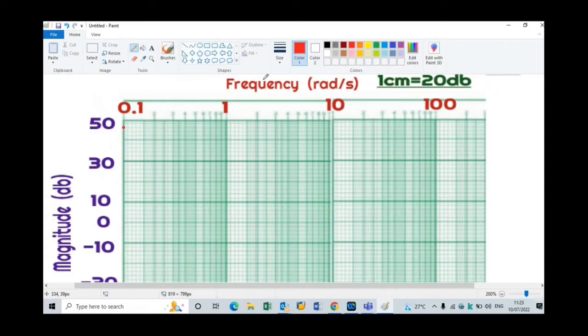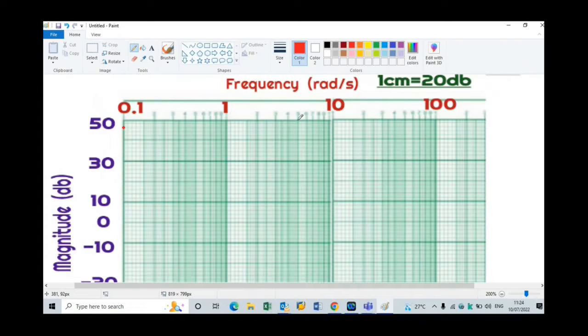Now next corner frequency is 5. So this 5 will be in the range of 1, that is this vertical line indicates the corner frequency 1. Then here is the second number. So the second number will indicate the corner frequency 2. Then here is the number 3. It will indicate the corner frequency 3. For this number 4, it will indicate corner frequency 4. And this number 5 will indicate the corner frequency 5.